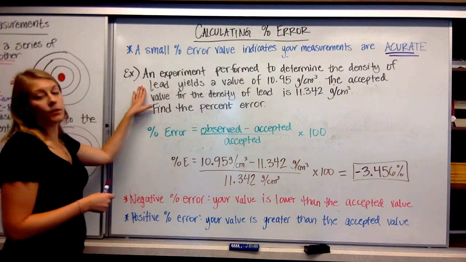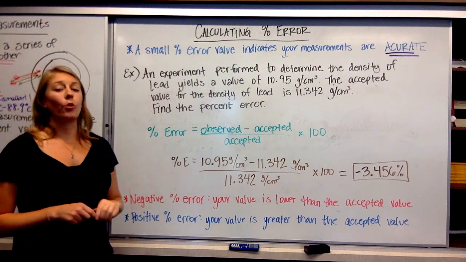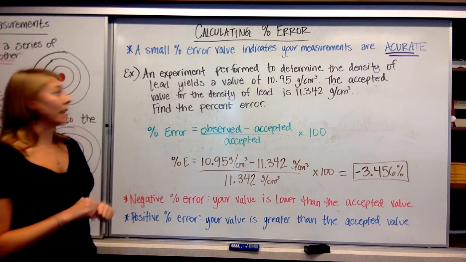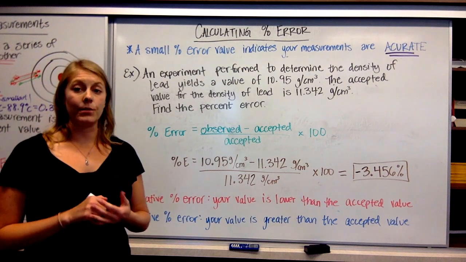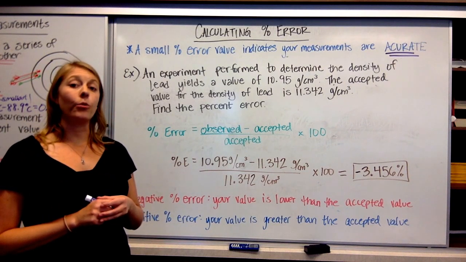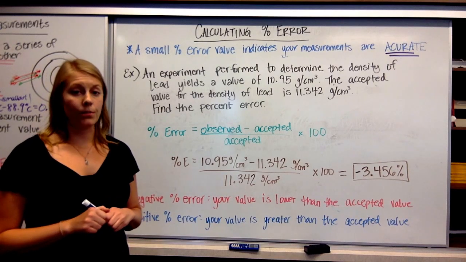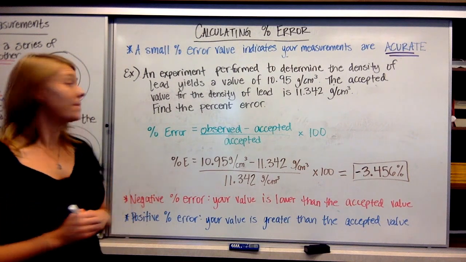In this example, we can calculate our percent error. An experiment performed to determine the density of lead yields a value of 10.95 grams per centimeters cubed. The accepted value for the density of lead is 11.342 grams per centimeters cubed. Find the percent error. This is typical of what we would do at the end of a lab.